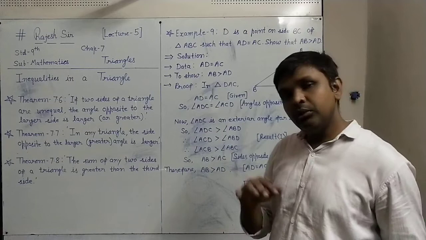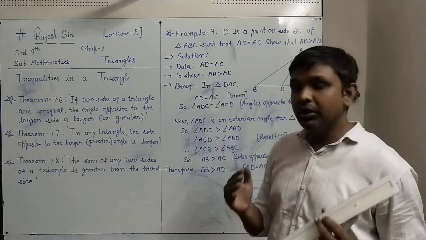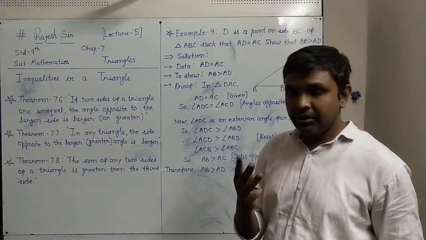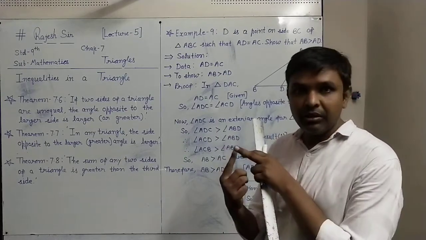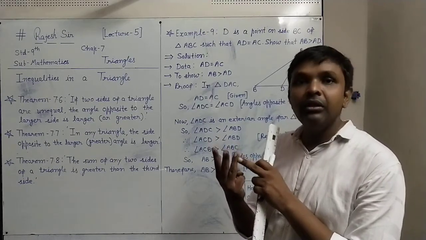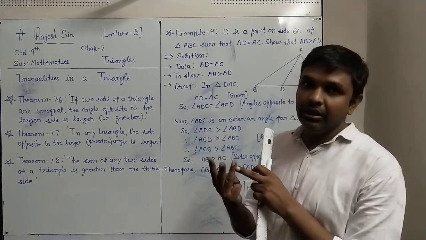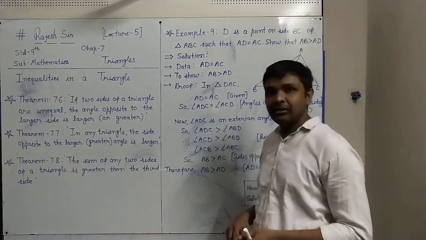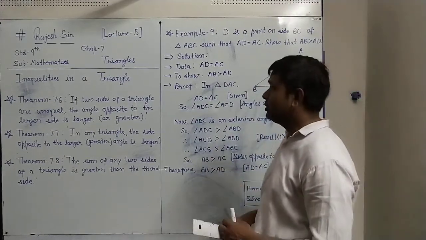Inequality means the two things are not equal. When the two things are not equal, you can understand there are three possibilities. If they are not equal, the one will be greater than the other, or the one will be less than the other. So greater and less, that type of thing we will see here.